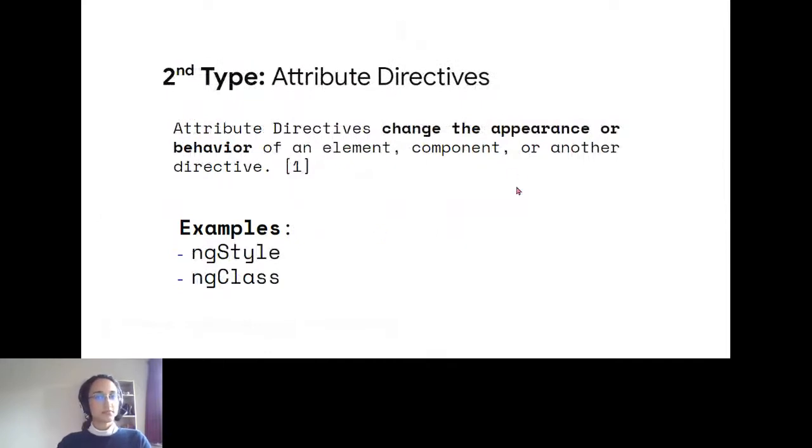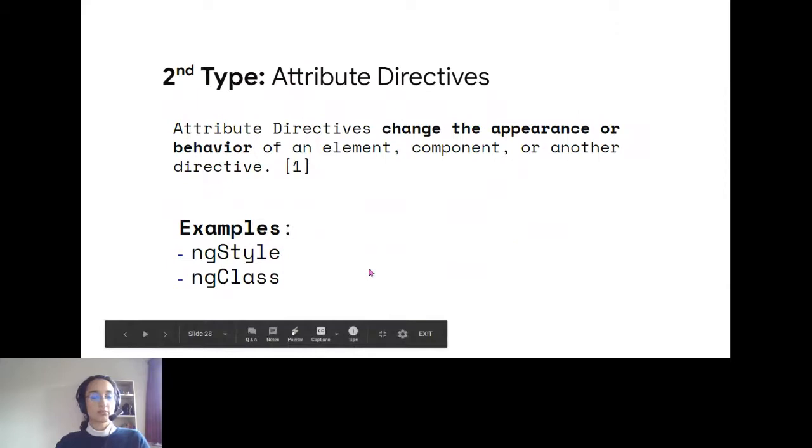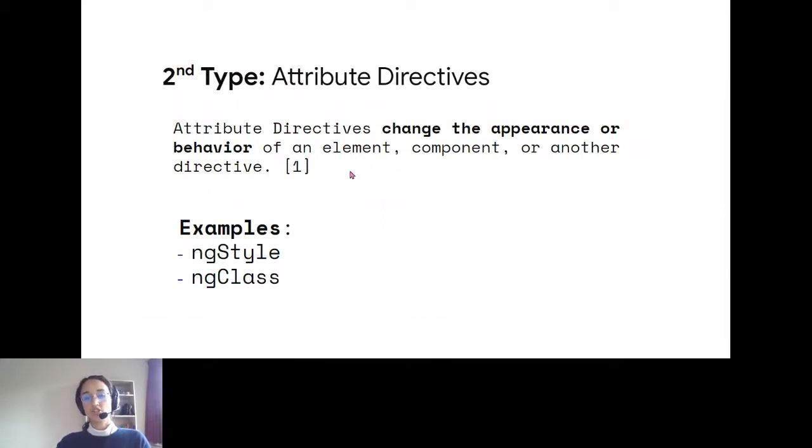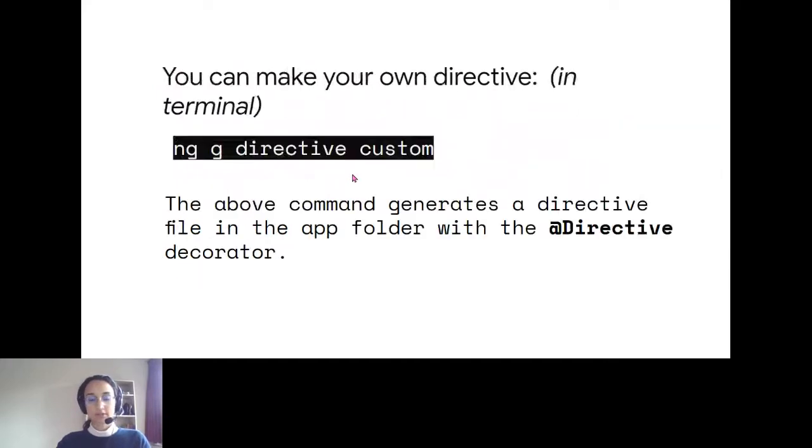So the second type of directive is the attribute directive, and the attribute directive only changes the appearance or the behavior of a particular element or component or even another directive. Some common directives that exist are ngStyle and ngClass, and other attribute directives that we've already used are matInput and matButton to change the way that the matInput and the button look.